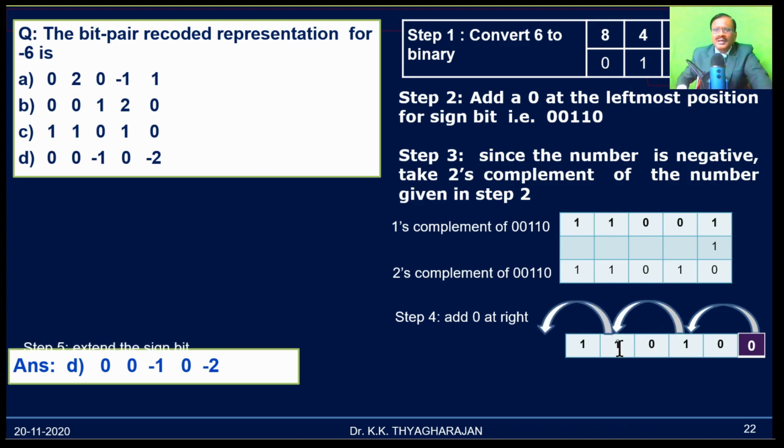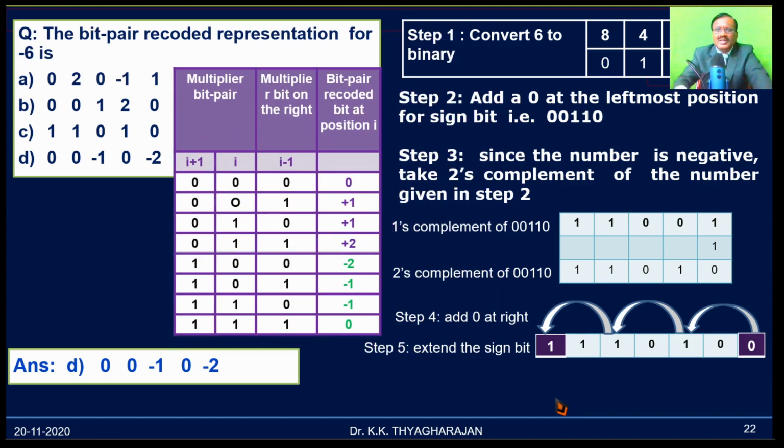Then 1 should be combined, but you need one more bit here. Since this is a negative number, you have to only extend the sign bit. So you may not put 0 here. You have to add only 1 here. Now you have to combine like this using the table. You see the table? So 100 is recoded as -2, and that -2 should be put here under this bit.